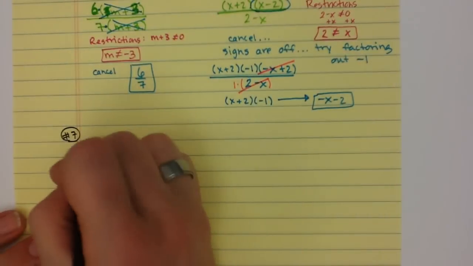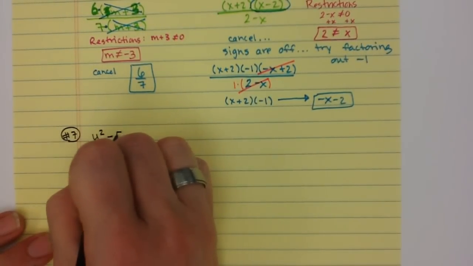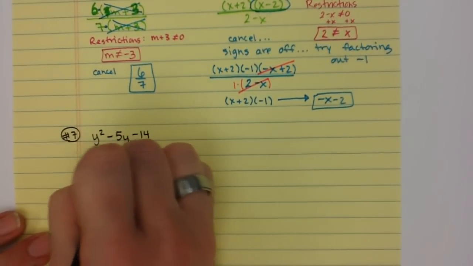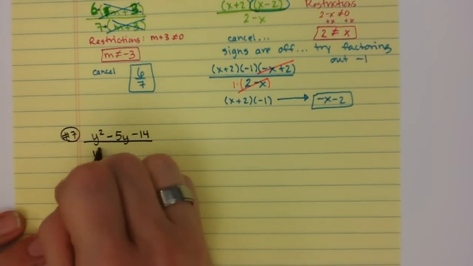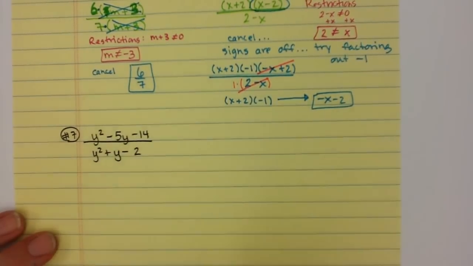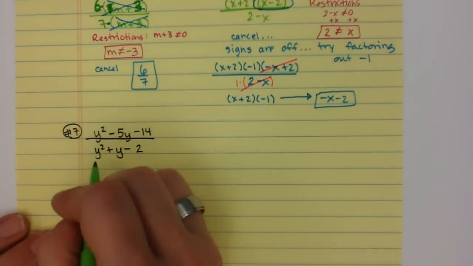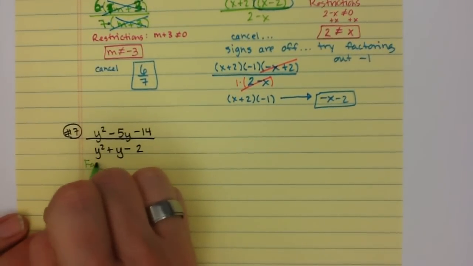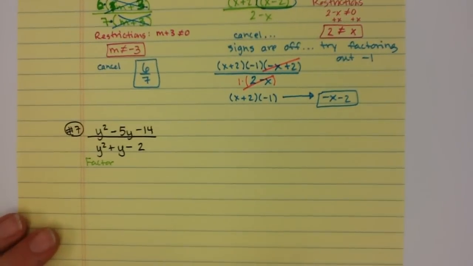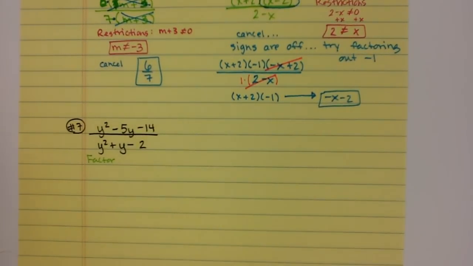All right, let's try a couple problems where we really get to factor. Okay, so our first step is going to be to factor. This one's going to take us a bit more time because we have two AC methods.